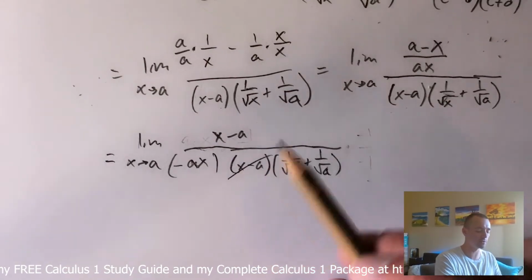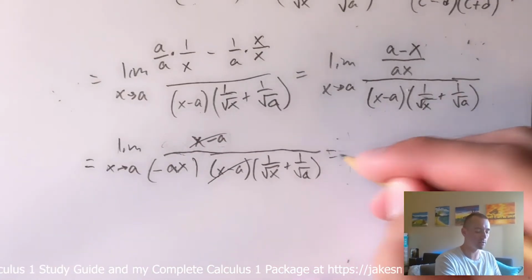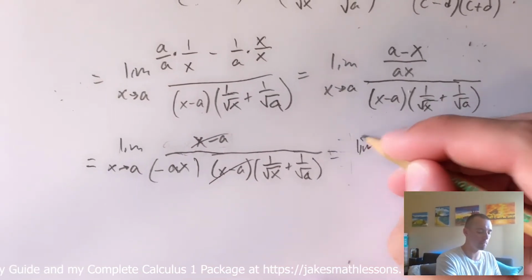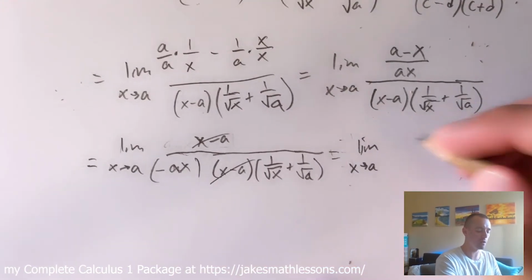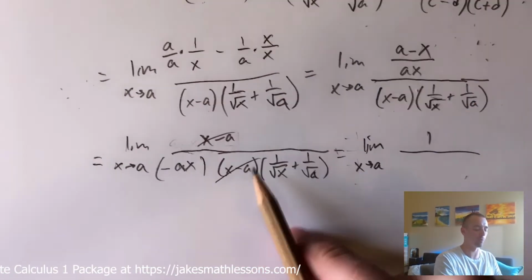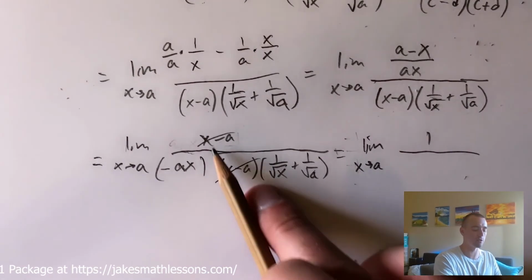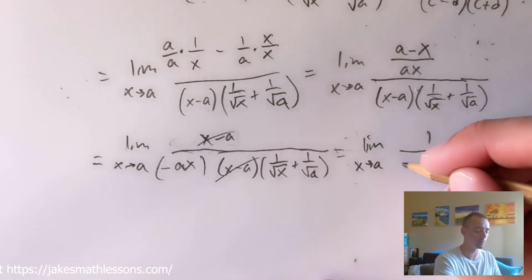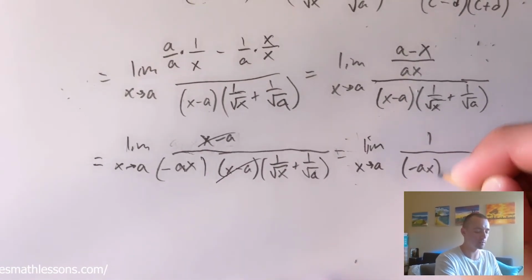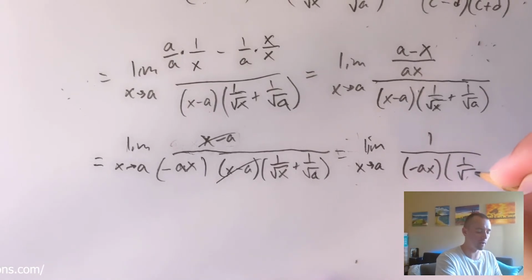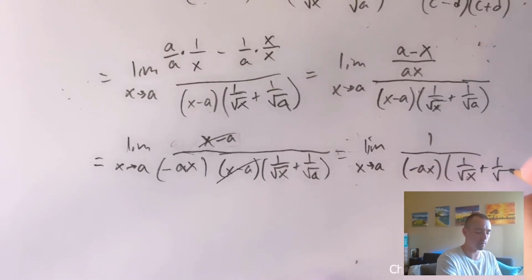So we can just cancel those out, and that's just going to give us the limit as x goes to a of 1. Remember, whenever you cancel something that is the entire numerator, you need to put a 1 as a placeholder. Of negative ax times 1 over root x plus 1 over root a.